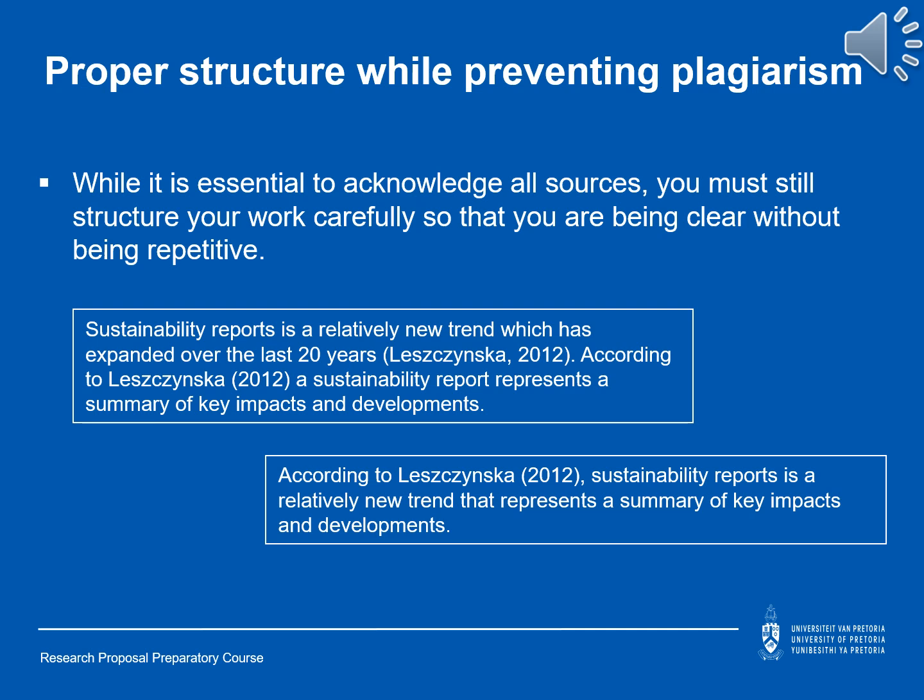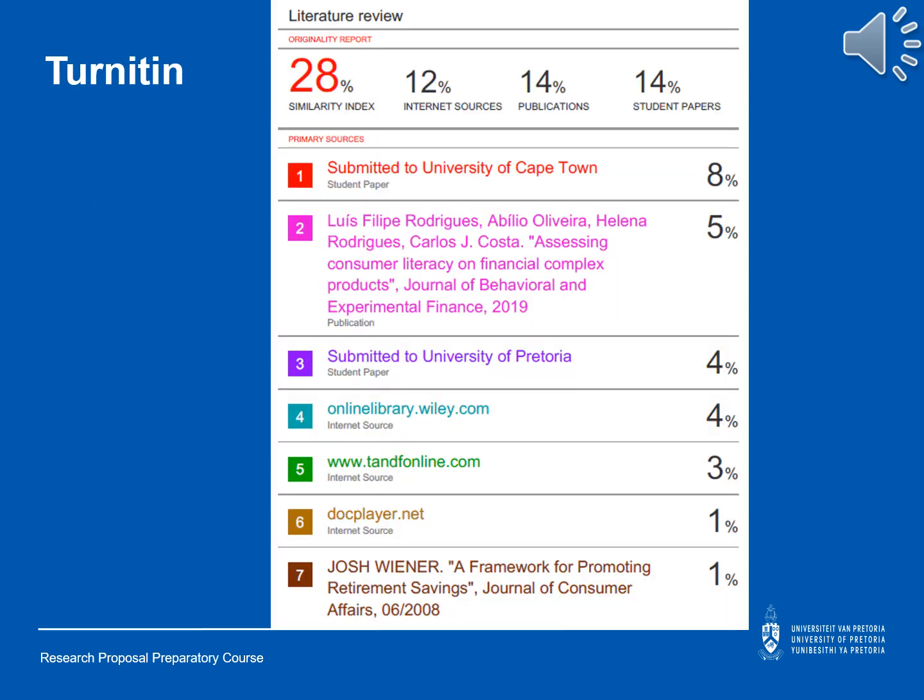In the first example, the source is mentioned in 2 sentences directly after each other. The second example is structured better so that the source is only mentioned once. Turnitin is an online software application that many universities subscribe to. With this application, one can see the similarities between a piece of text and all available material worldwide. See the example of a Turnitin report on the slide.